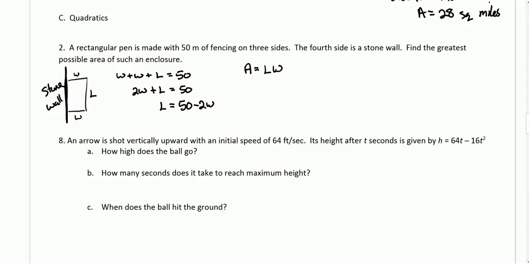So the next step is to substitute that 50 minus 2W in for L. So we know the area is length times width. Instead of writing the length times width, we're going to substitute in the 50 minus 2 times W here. And now we can distribute the W here to 50 and negative 2W. And we get the area is equal to 50W minus 2W squared. I'm going to rewrite it as the area is negative 2W squared plus 50W.